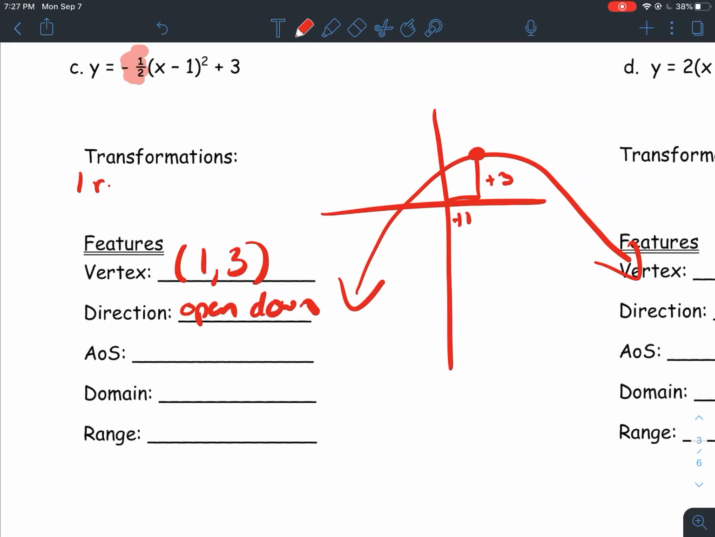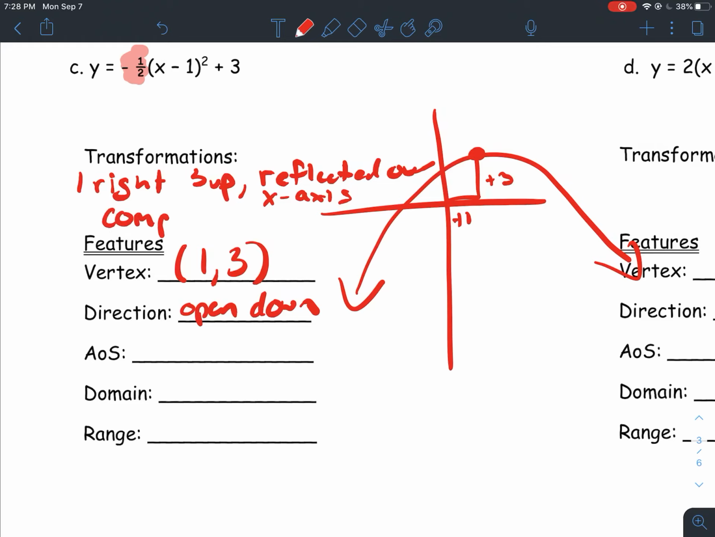We went 1 to the right, 3 up, we reflected over the x-axis. And we had a compression.